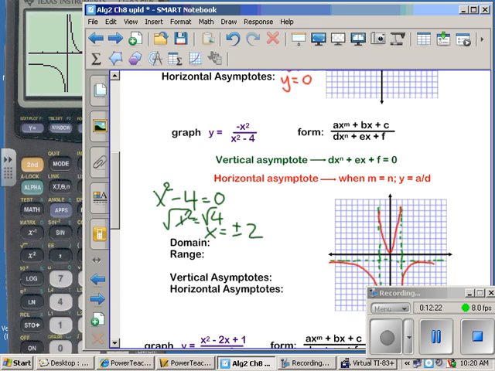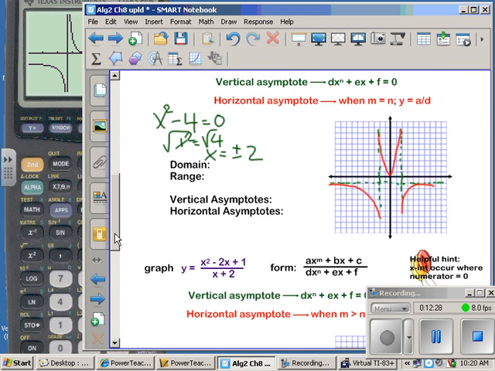Okay, how about domain and range? What's the domain of that expression? No, not quite. Remember, it can't. Those vertical asymptotes mess things up. So it's going to be almost all real numbers, but what two numbers can't I use? Right, positive 2 and negative 2. So it's going to be all reals except positive and negative 2.